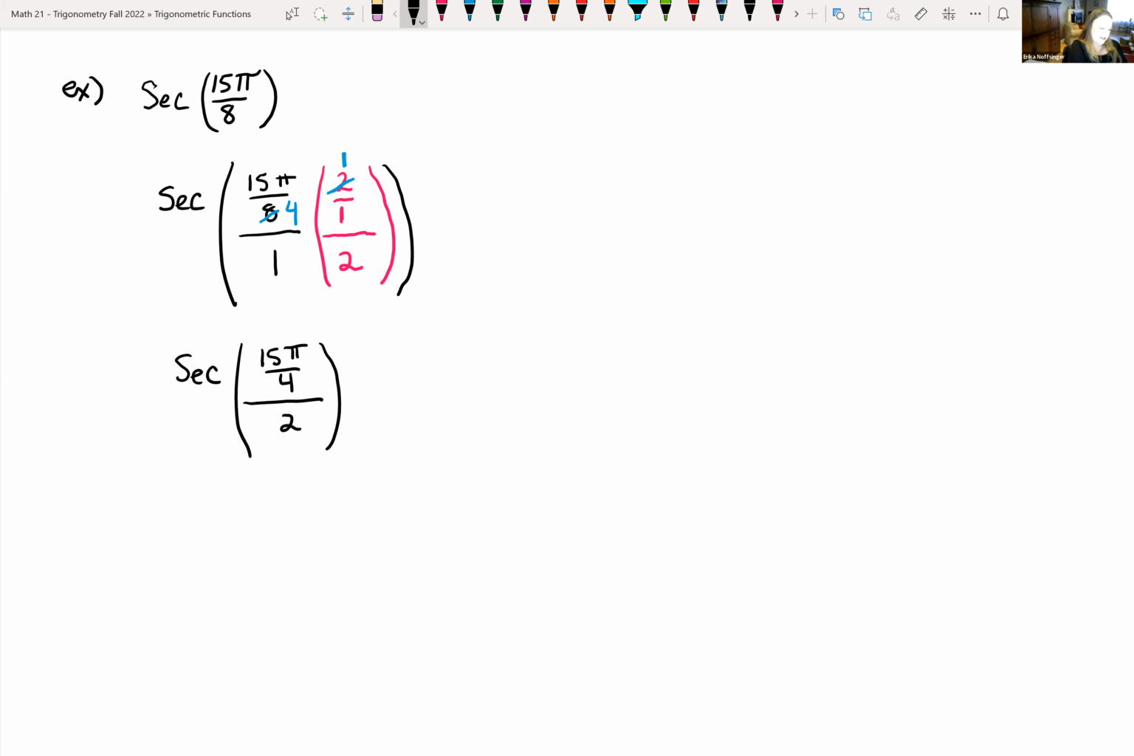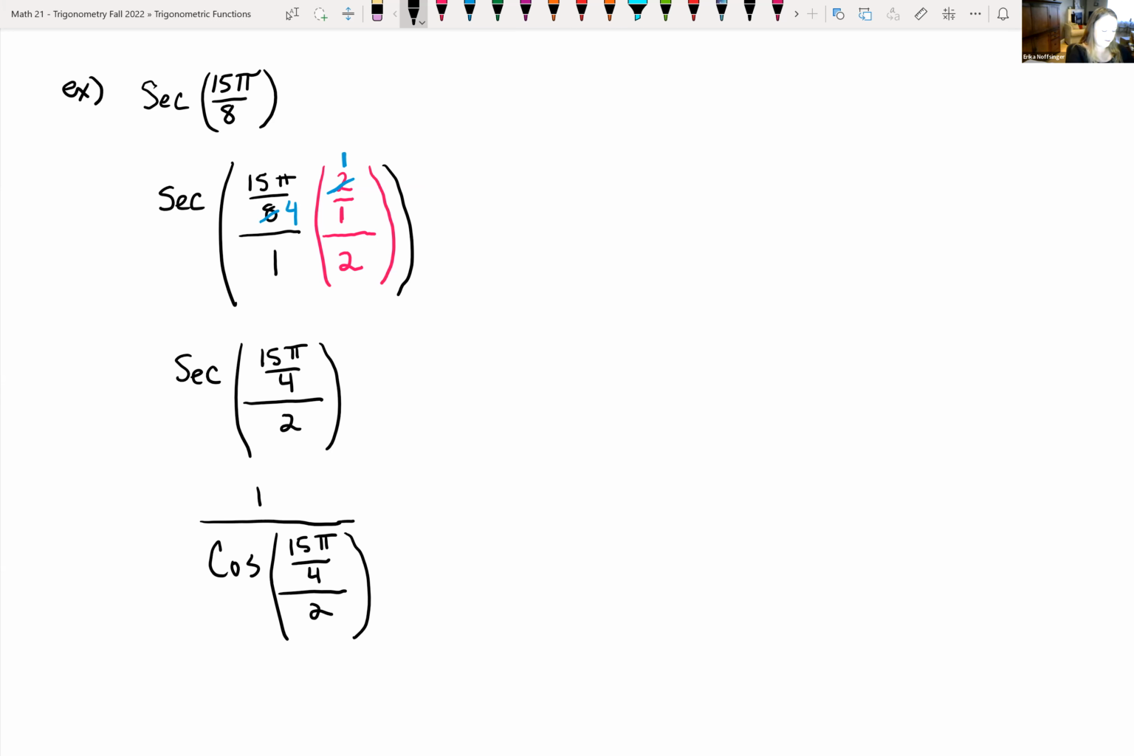So looking at this, I would probably rewrite this as cosine. Secant is the same thing as 1 over cosine. So this is the same thing as 1 all over cosine of 15 pi fourths, all divided by 2.